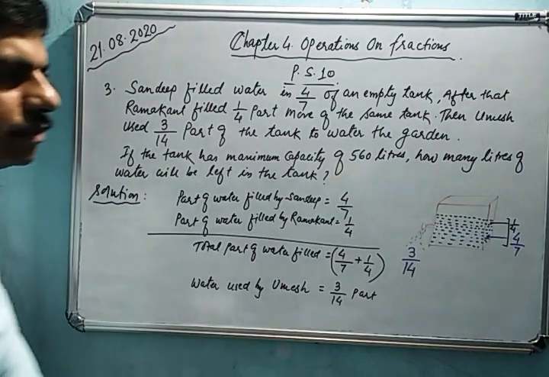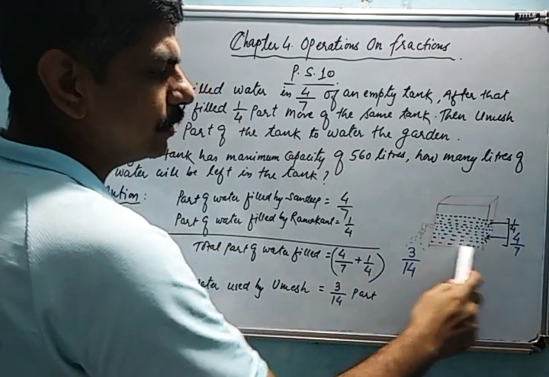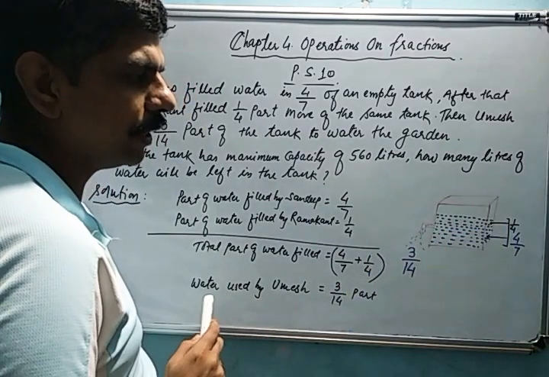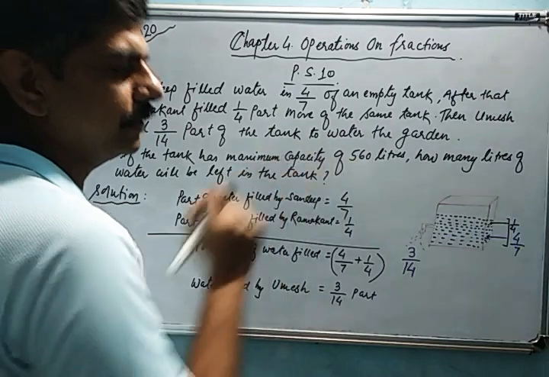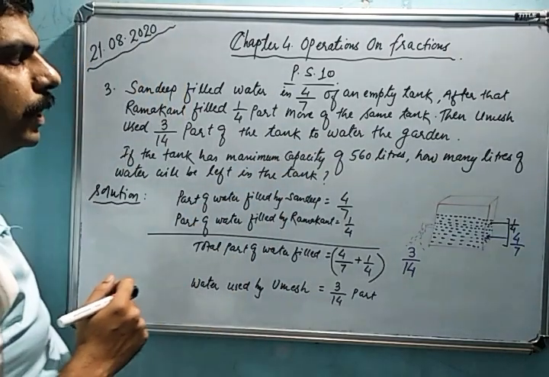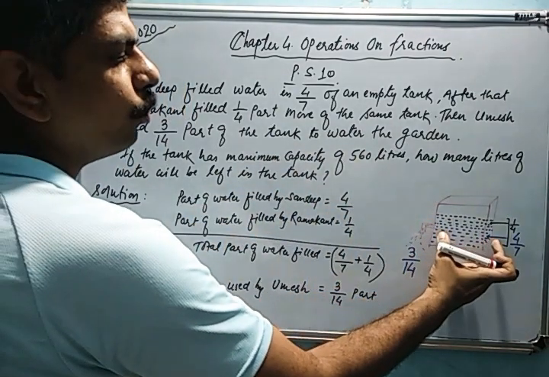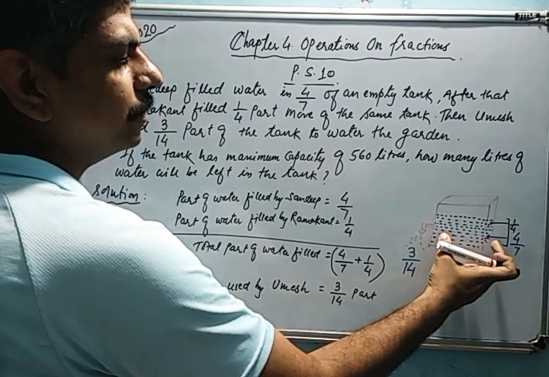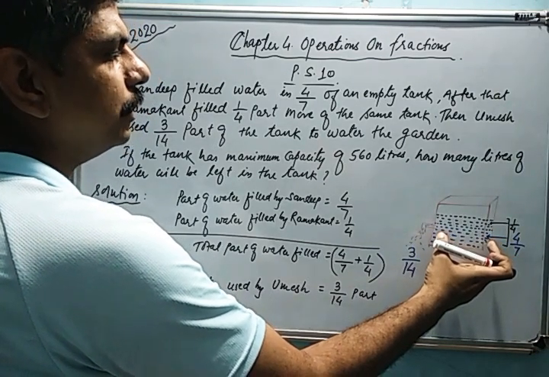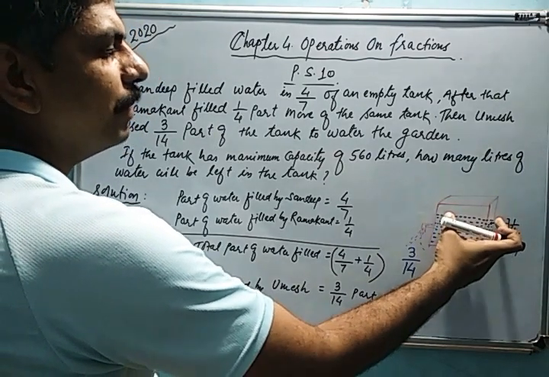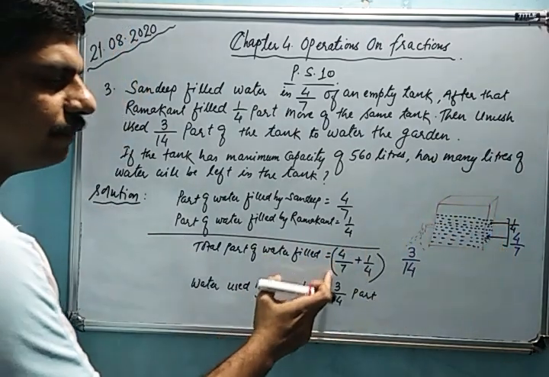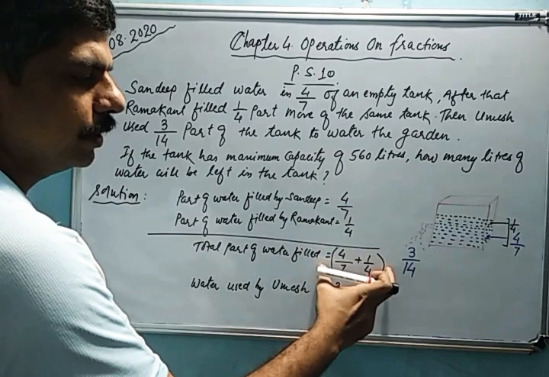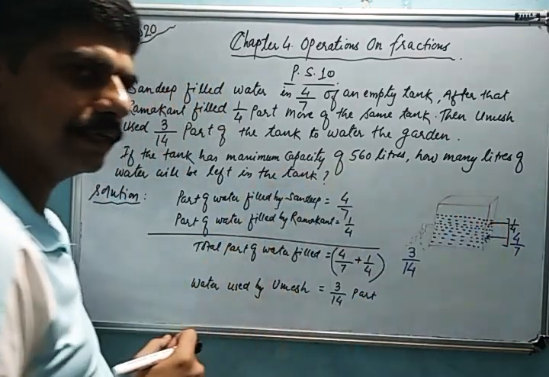So students, you can assume that this is a water tank, and the full capacity of this tank is 560 liters. Now Sandeep filled 4/7 part of the tank. Then Ramakant filled 1/4 part. So they both together filled 4/7 plus 1/4. So this much water is there in the tank.